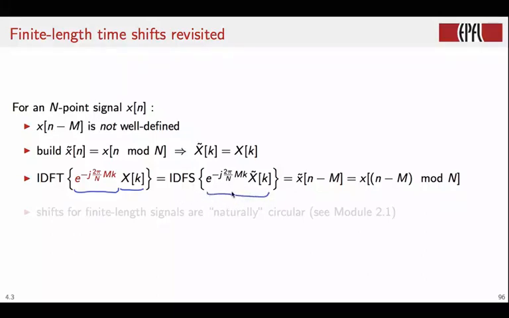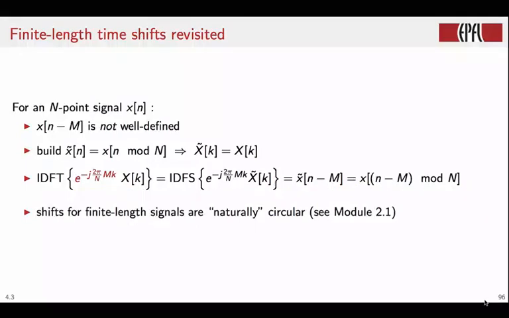But we know that the inverse DFS of this will be a delayed periodic sequence. And if we go back to the definition of how we build this periodic sequence, this will be simply x of n minus M modulo big N. What we have shown here is that if we think of the Fourier representation of a finite length signal, circular shifts are the natural extension of the shift operator to finite length signals because the underlying Fourier representation is the same as that we would use for a periodic signal built on the finite length signal.